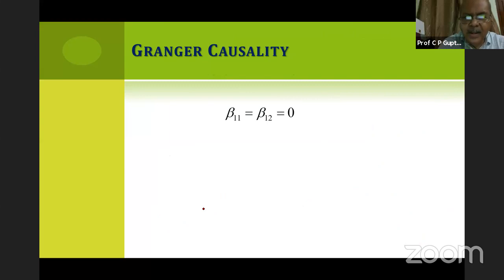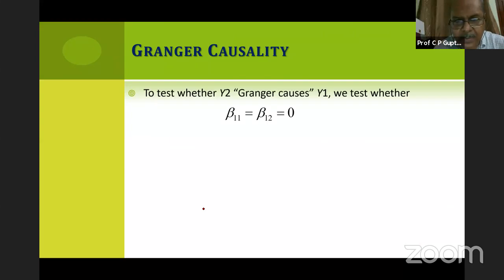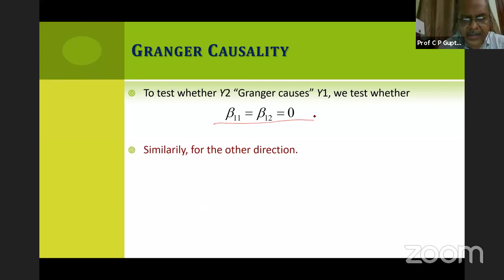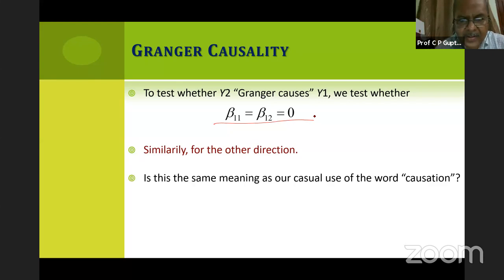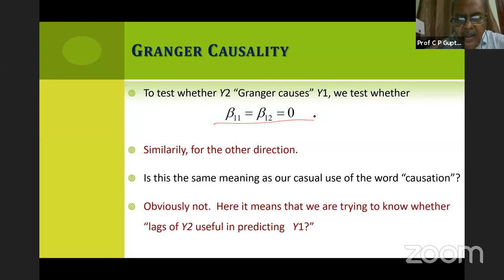So Granger causality, this is equal to 0. Test when y2 Granger causes y1, we test whether they are equal to 0. Similarly, we can test in the other direction. Is this same meaning as our causal use of the word causation? The answer is no. Again, we have to use the terminology Granger causality. Here it means that we are trying to know whether lags of y2 are useful in predicting y1.